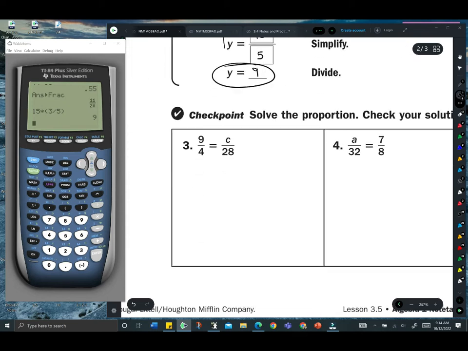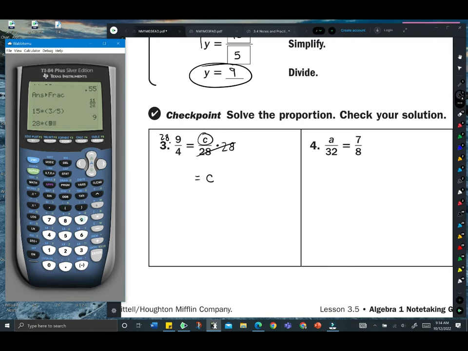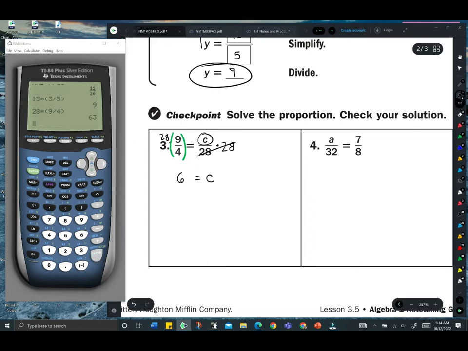If we look at some more problems here, solve the proportion. This time we're solving for c. We're just going to multiply by that denominator, 28, times 28, and that cancels those out. So c is equal to, let's take 28 times 9/4. Notice how I'm using parentheses around the fractions, and that's going to be 63. So 63 is equal to c.